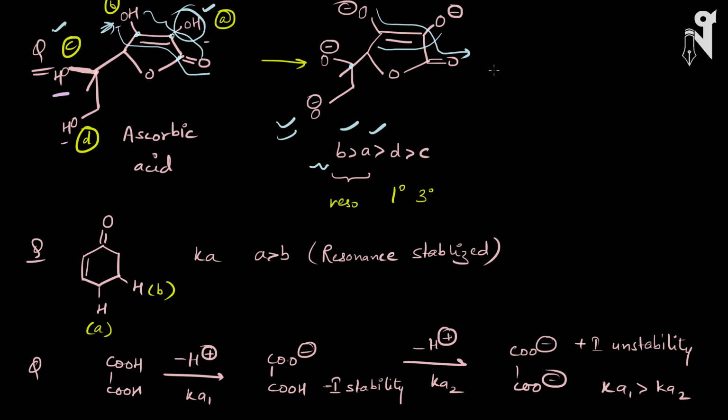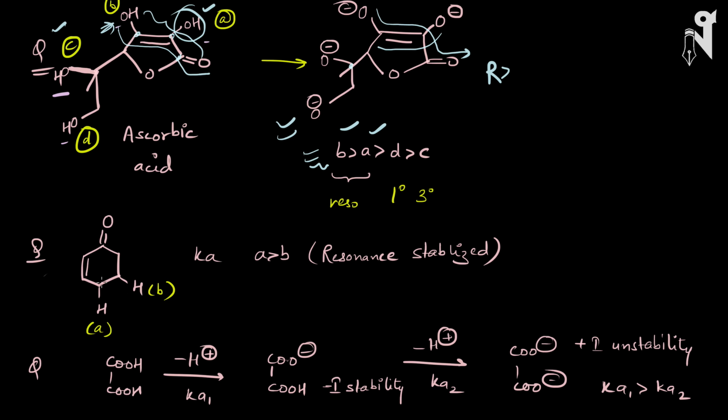We have already seen that if resonance is there, it will stabilize the maximum. Then comes your inductive effect and all other effects. So due to resonance, B and A are very stable, but B is more stable than A because B is making more resonating structures. Now let's come to the next question.